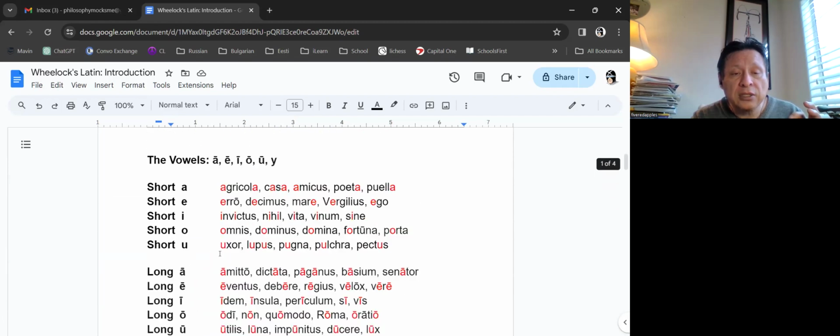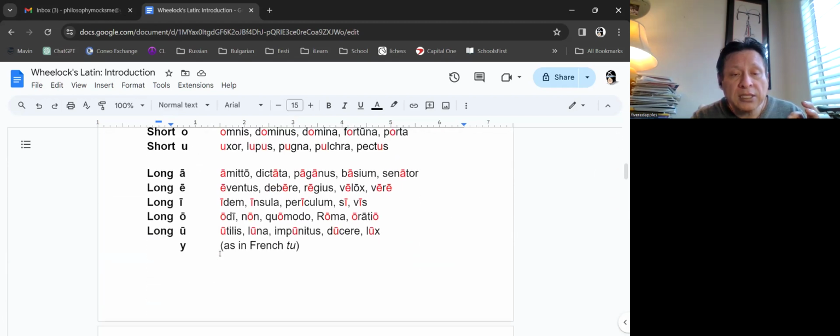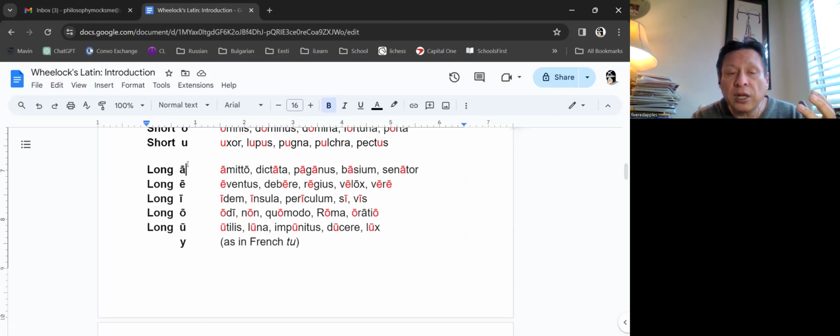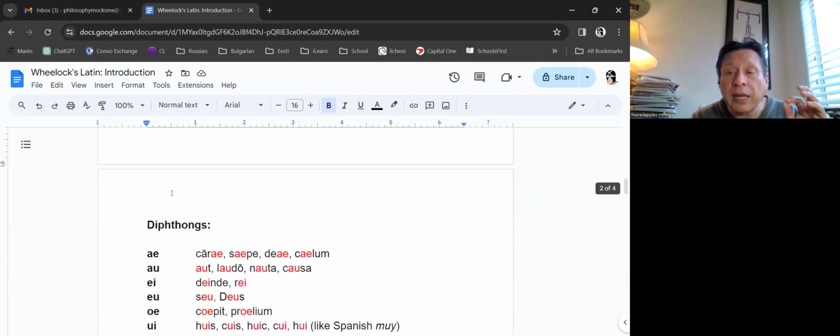So this spelling alone doesn't tell you whether it's short or long. It just so happens that all the ones we chose are short, but you might sometimes see this short A by itself, but you need to pronounce it as if it were a long A because it's long by position.